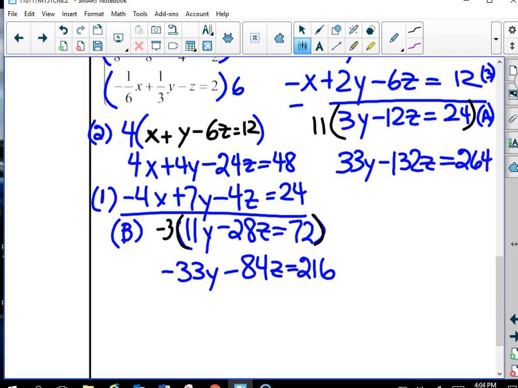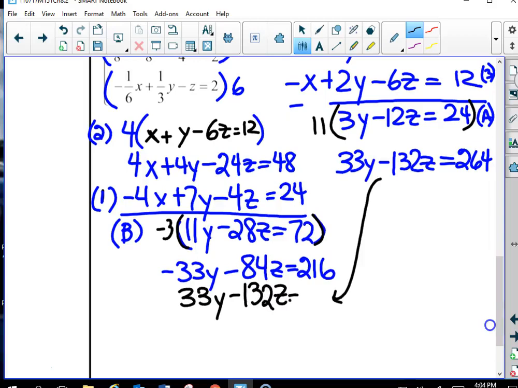Okay, I'm going to stack these on top of each other and eliminate the y's. 33y. I'm going to stop the video and see where my error is. All right, well, I have a sign error. When I multiply by -3, I only multiplied the first term by the negative. That means the 84 is positive and the 216 is negative.